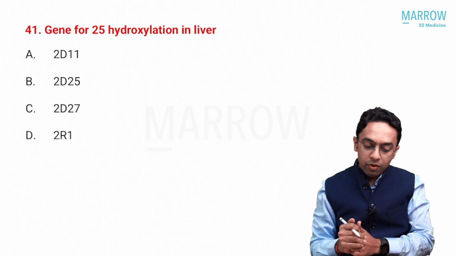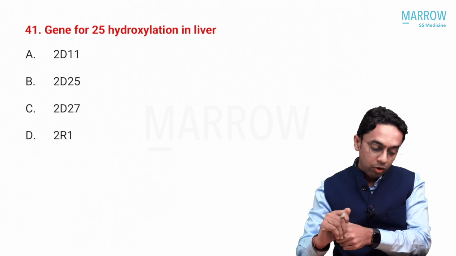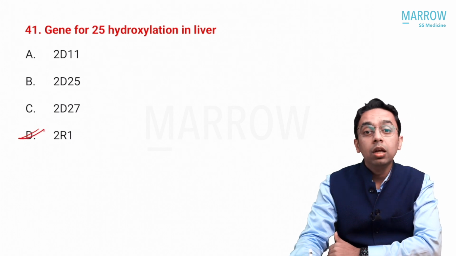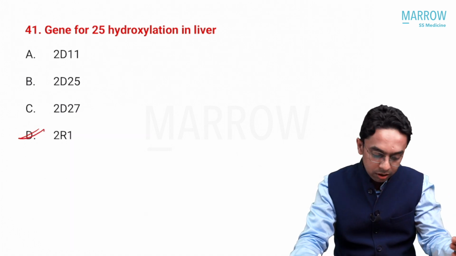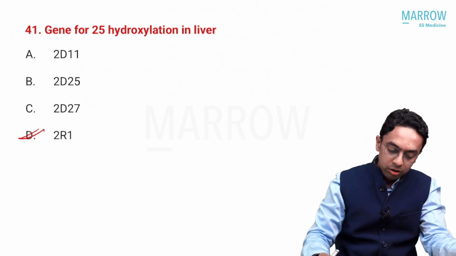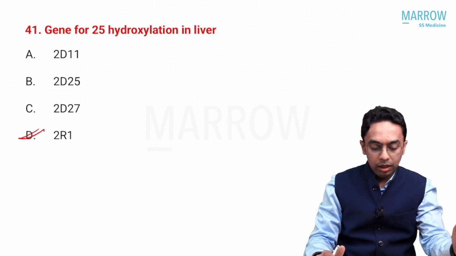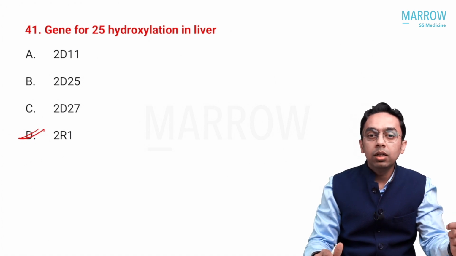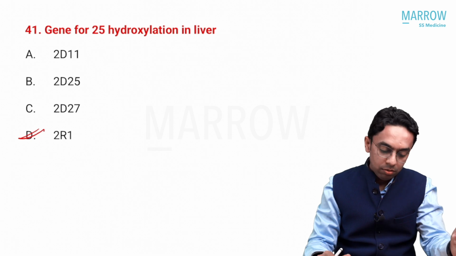Okay, gene for 25 hydroxylation of liver, question number 41. We know that it's CYP2R1. We have seen in VDDR just now we have discussed. So the gene for 25 hydroxylation in liver is CYP2R1, and if this is defective, we have VDDR type 1B.